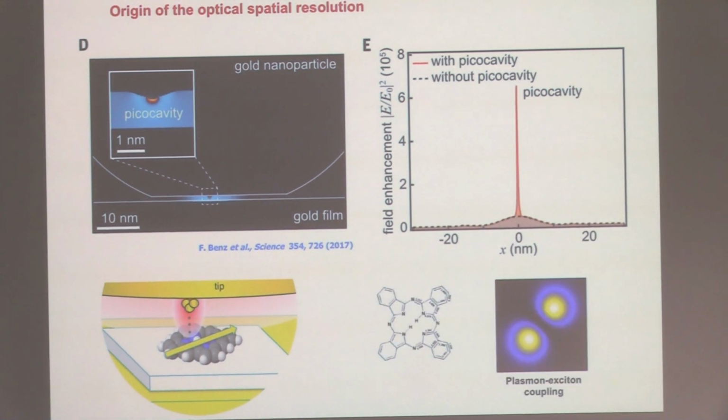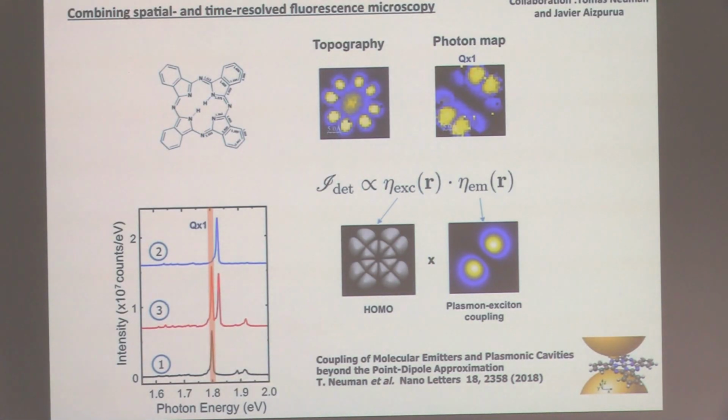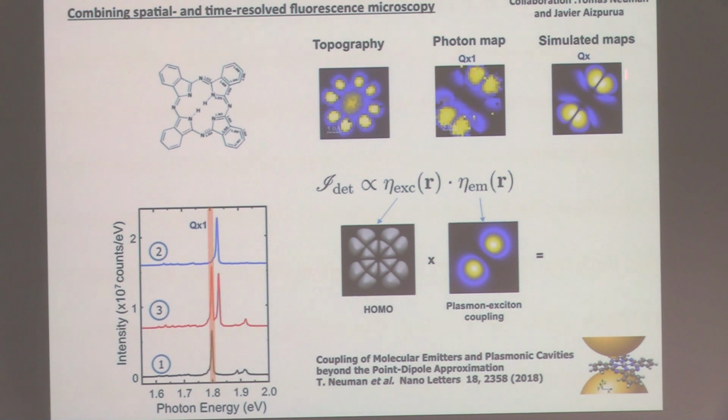Good, and if you make the theory for the molecule we just looked at, this H2Pc, this is what you obtain. You have two very intense lobes when your molecule is located there, so you have a strong coupling between the plasmon and exciton, there and there, but when you're in the middle, you have no emission. If we now compare to our experiments, and we couple this probability to excite and to emit, this is what we obtain. You can see that we have something very close to the photon map we have in the experiment. So it seems that we have identified what we have in the photon map: the excitation of this QX mode of the molecule.